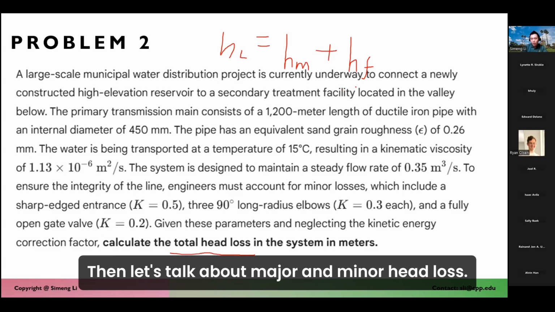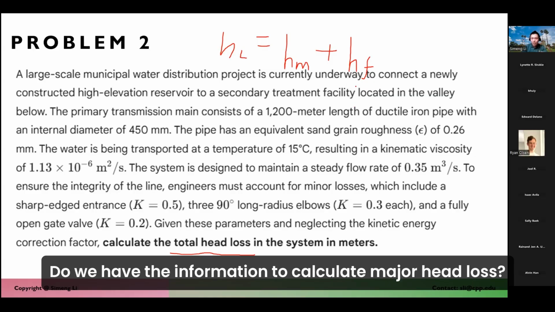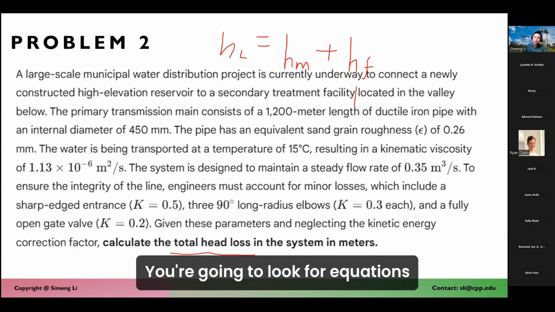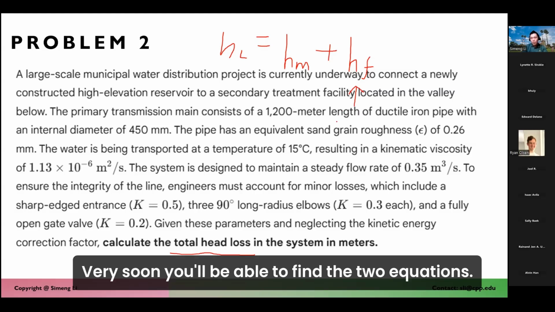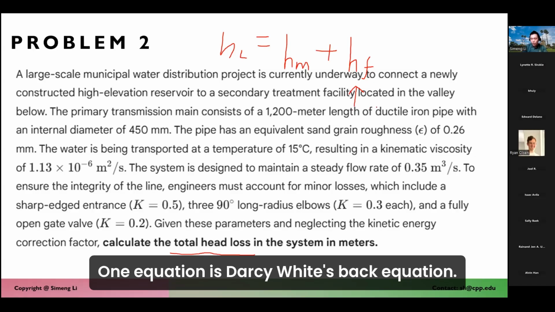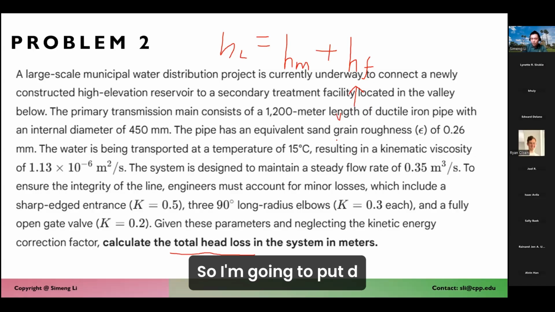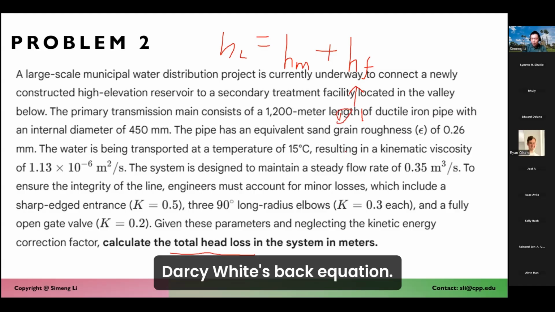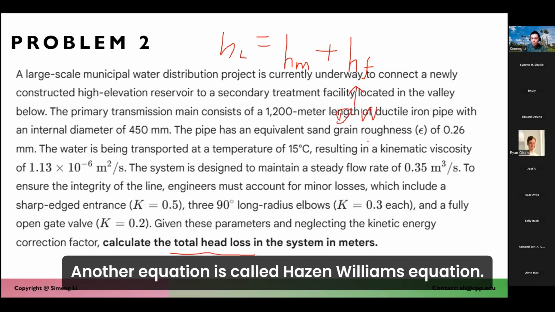Then let's talk about major and minor head loss. Do we have the information to calculate major head loss? You're going to look for equations related to major head loss, H sub F. Very soon, you'll be able to find the two equations. One equation is the Darcy-Weisbach equation, so I'm going to put the Darcy-Weisbach equation. Another equation is called the Hazen-Williams equation.